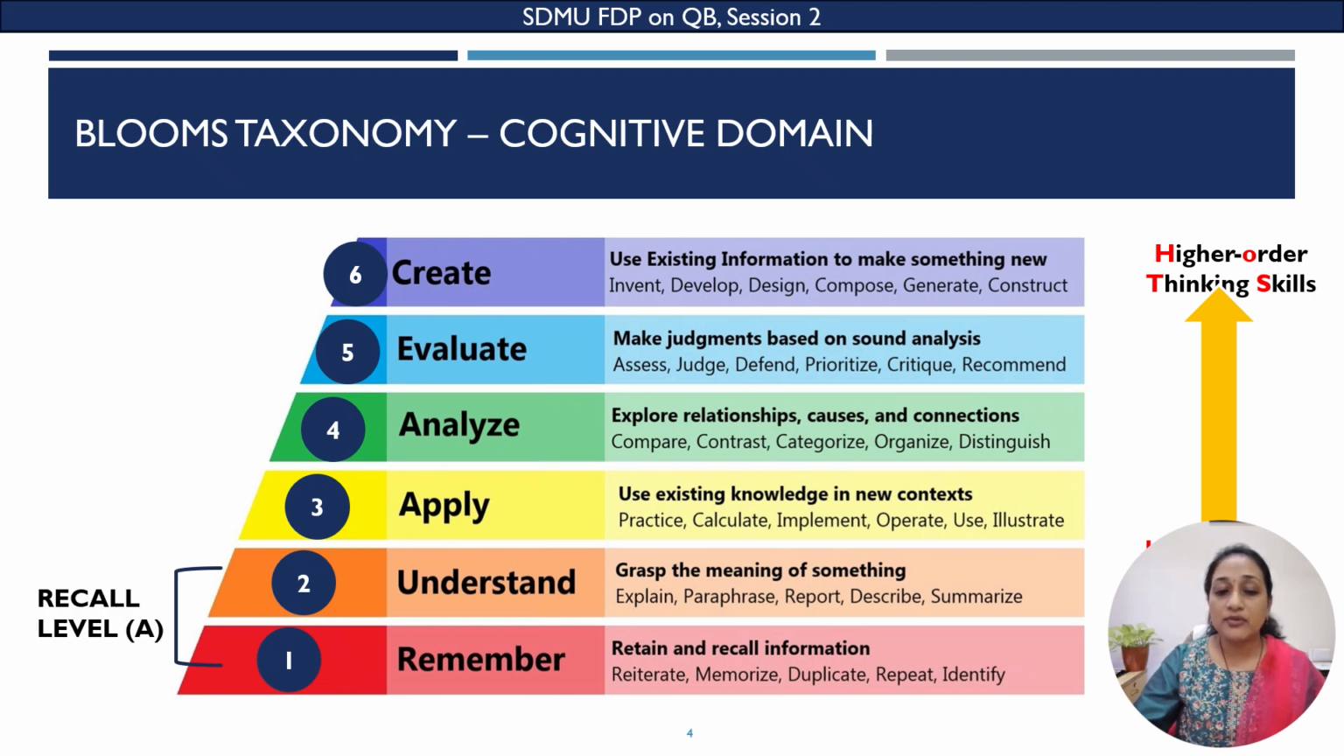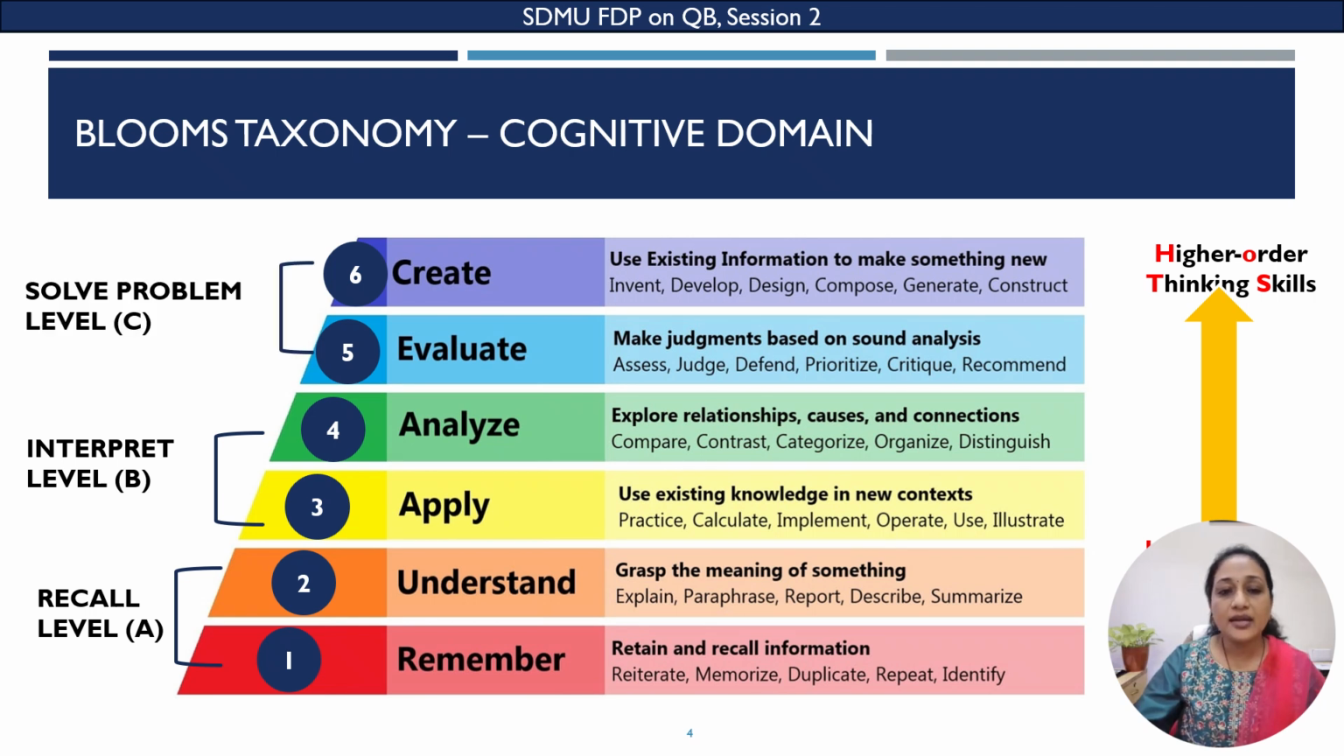So for the ease of understanding, we can say levels 1 and 2 are at recall level A, while levels 3 and 4 are an intermediate level at the level of interpretation, level B, and levels 5 and 6, which are higher order thinking and higher order of assessment, can be called level C or the problem solving type.